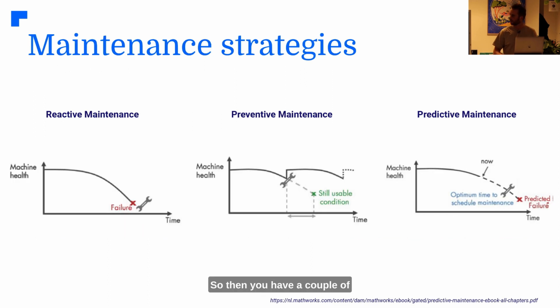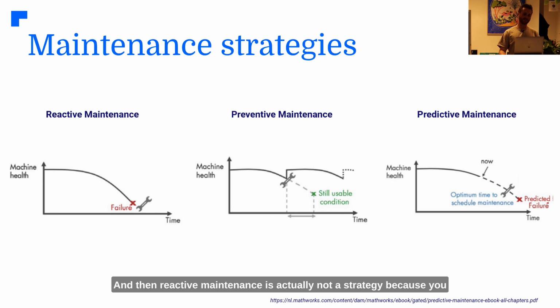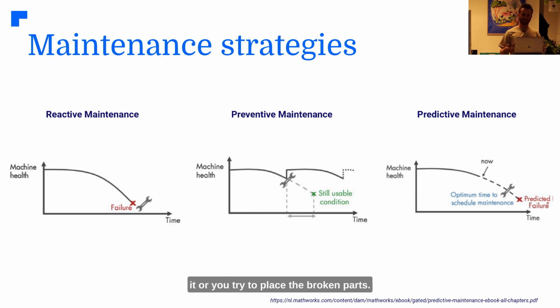Okay, so then you have a couple of maintenance strategies that you can follow. The first one is reactive maintenance. Reactive maintenance is actually not a strategy because you just keep using your devices until they break down, and then once they break down, you react and you try to fix it or you try to replace the broken parts. So this is not the best idea, but it is still a strategy.